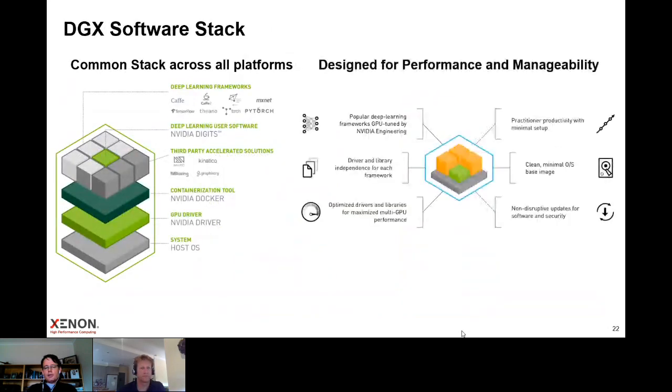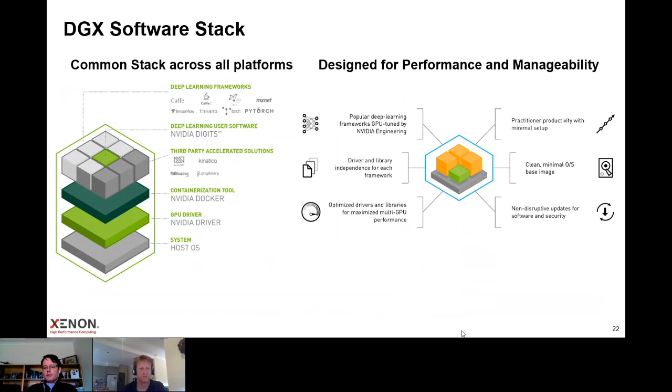So looking quickly at the software stack, it's really based on a host OS, which is a derivative of Ubuntu with the NVIDIA drivers and the NVIDIA Docker containerization tool on top of that. And then there's a variety of both deep learning frameworks, and most of them are open source anyway, as well as third-party accelerated solutions available in the NVIDIA GPU Cloud, which will make it very quick and easy to deploy them. And all of that really is designed for performance and manageability.